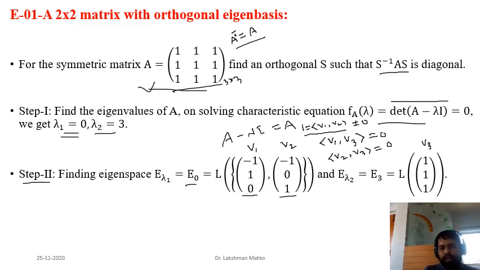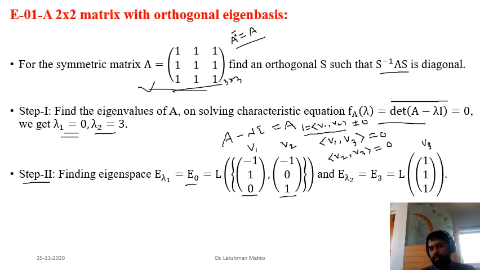So eigenvectors associated with the same eigenvalue in a symmetric matrix, remember that I am talking right now only about symmetric matrices, may not be orthogonal to each other, but eigenvectors associated with two different eigenvalues will be definitely orthogonal. You can find the dot product between V2 and V3.